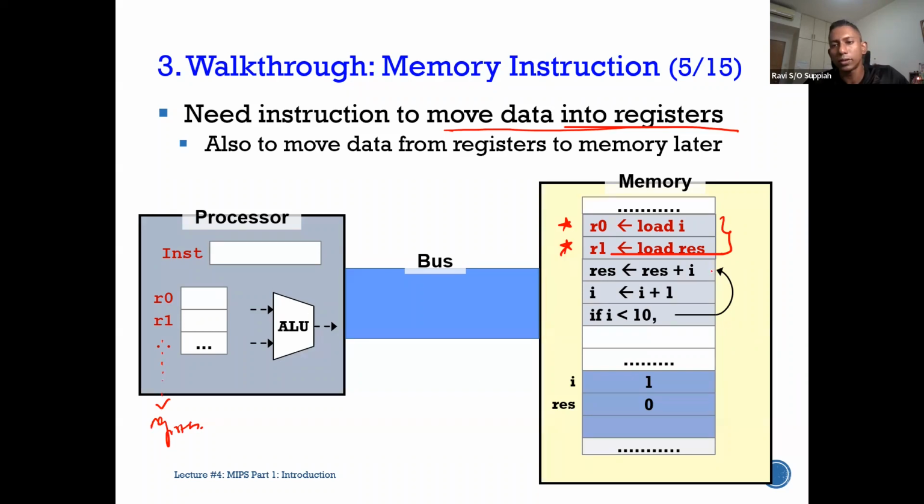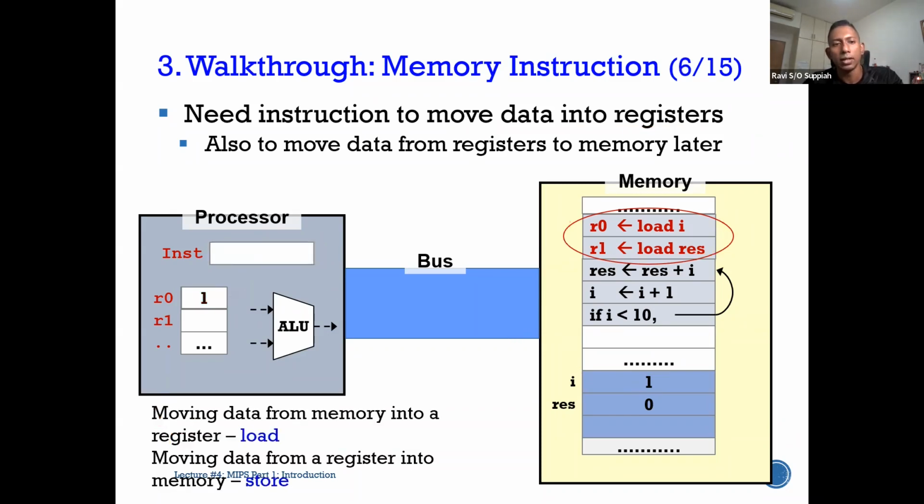Okay, so in these first two lines here, I am loading the value that is in these variables into my internal registers R0 and R1. So I execute the first instruction that says load I into R0. Whatever value is in I comes into R0. And in the second instruction, I say load result into R1.